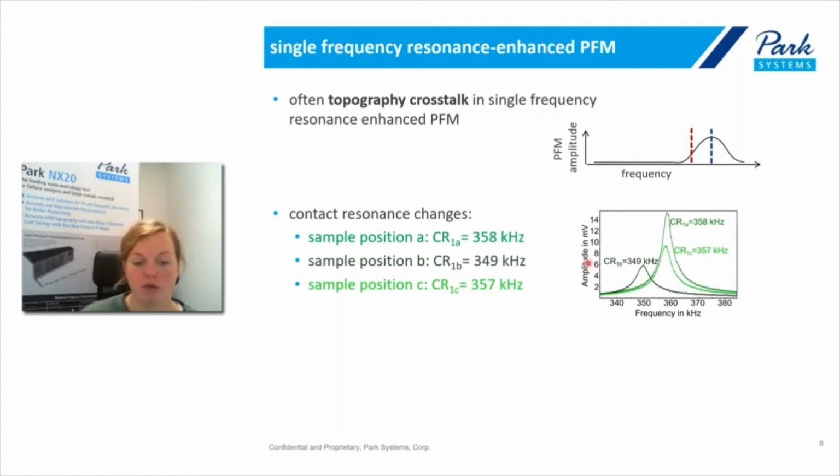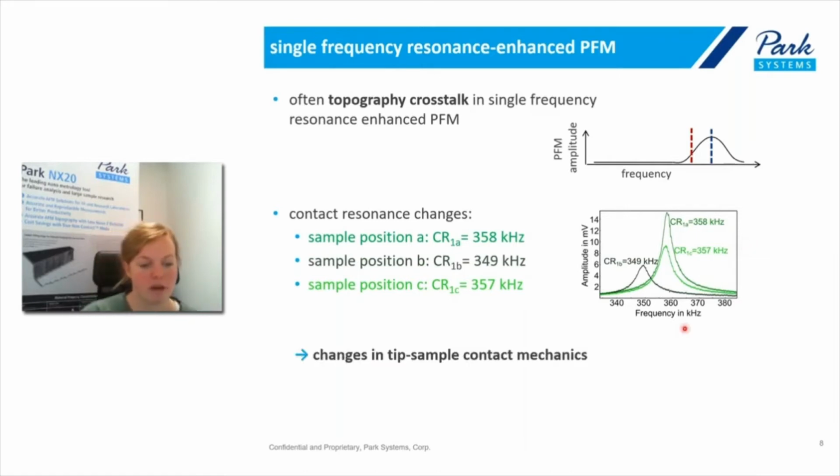and then we moved to position B, we would end up with a complete phase inversion of the PFM signal. And that would, of course, make our interpretation of the data very difficult, because we don't know: is it now actually a different domain, or is it only topographic crosstalk that influences the tip sample contact mechanics and thereby the contact frequency?